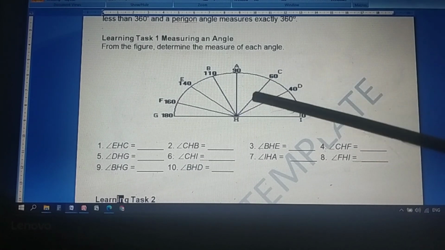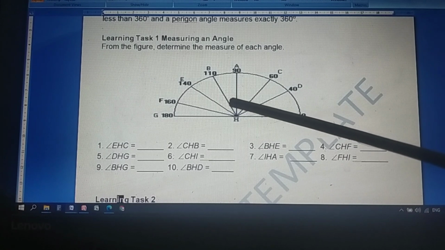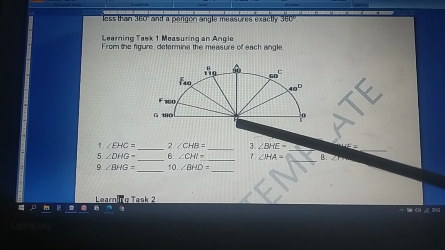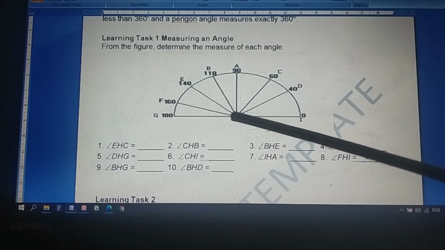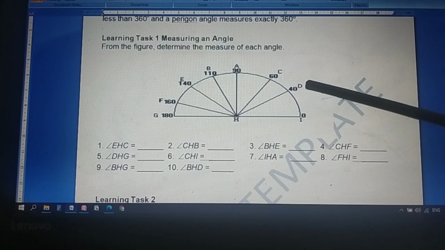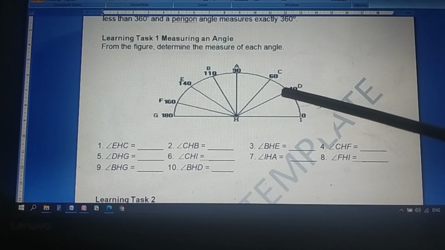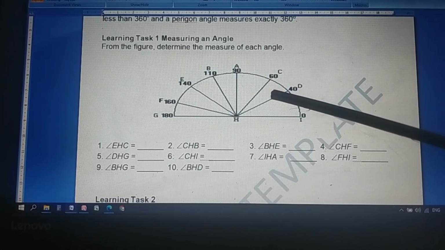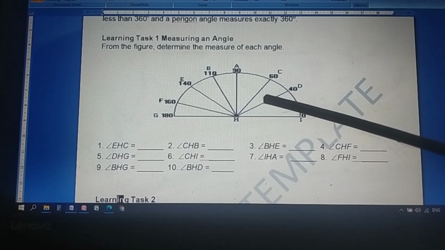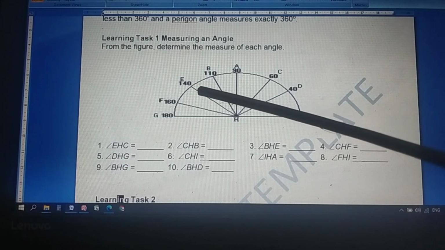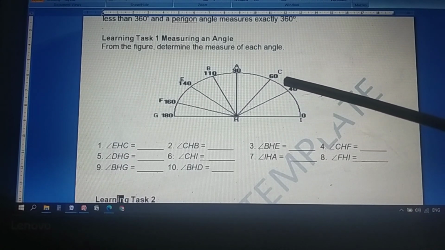Angle EHD. So this angle has a vertex H and two points on both sides, we have E and D. Since the measure is its opening, we can simply subtract the two coordinates. So 140 minus 40, then the answer is 120.